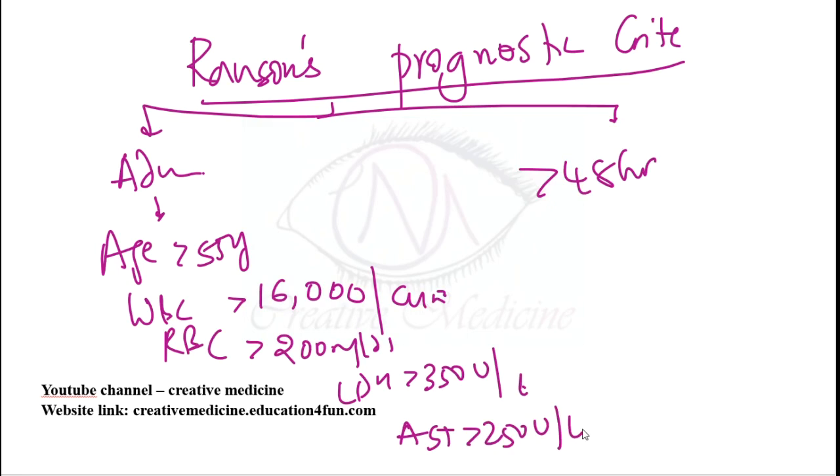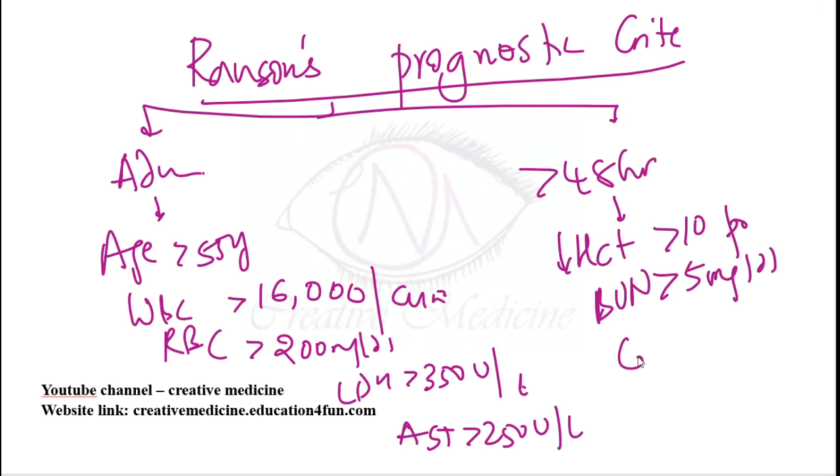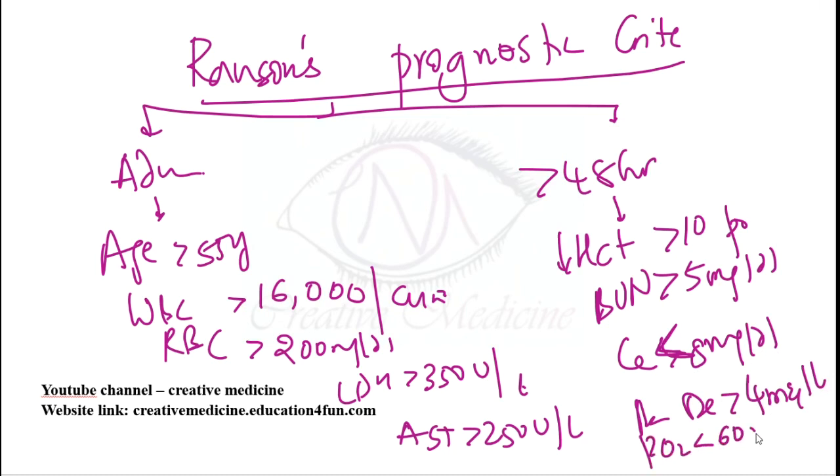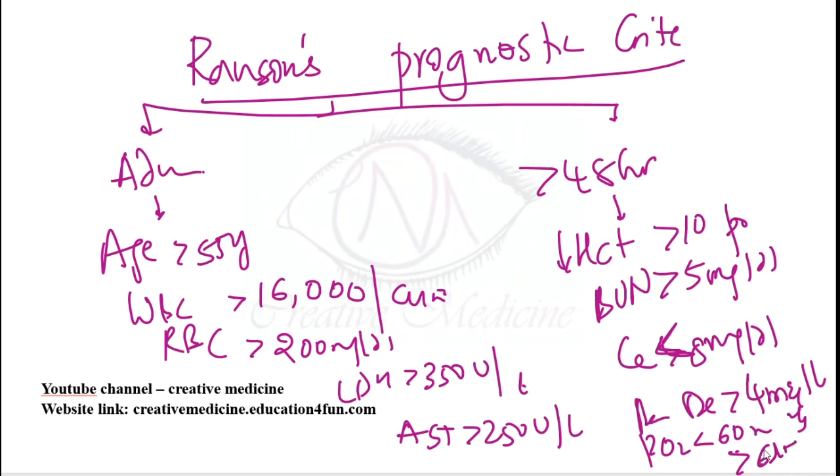So in the adult, at the time of admission, the age is more than 55 years, WBC count is more than 16,000 per cubic millimeter, RBS, that is random blood sugar, is more than 200 milligram per deciliter, LDH is more than 350 international units per liter, and AST is more than 250 international units per liter. Then after 48 hours, fall in hematocrit is more than 10 points, blood urea nitrogen rise is more than 5 milligram per deciliter, calcium is less than 8 milligram per deciliter, base deficit is more than 4 milliequivalent per liter, arterial partial pressure of oxygen is less than 60 millimeters of Hg, and fluid sequestration is more than 6 liters.